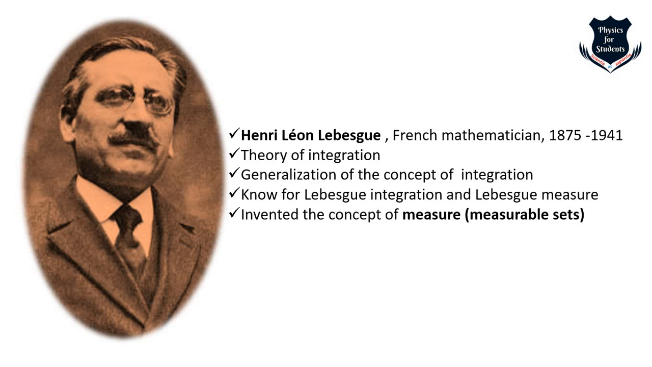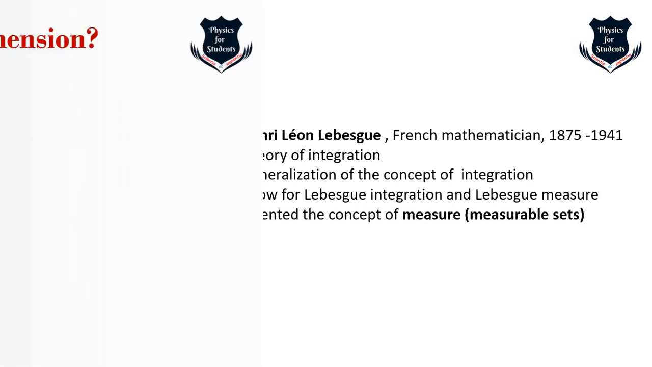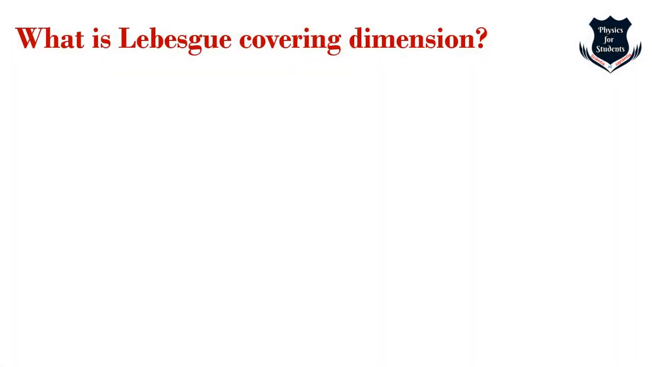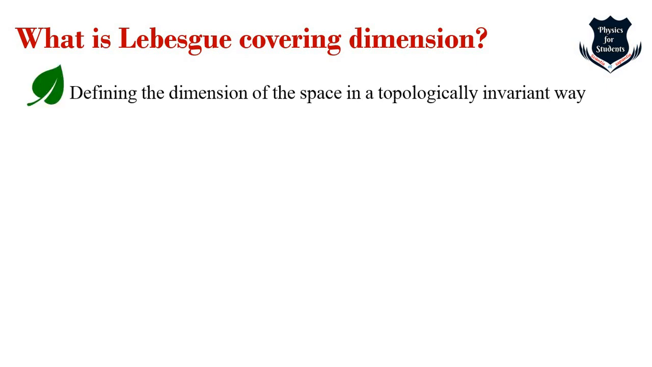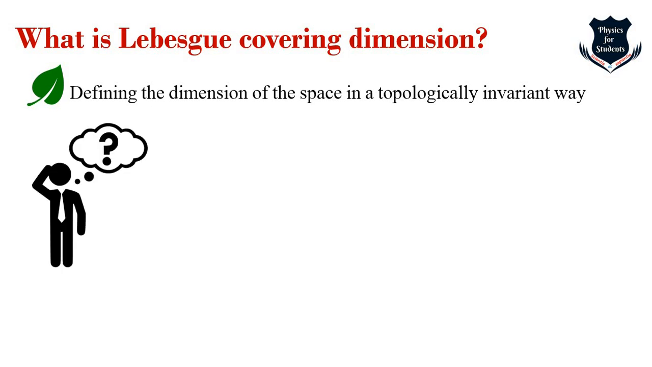What we are particularly interested in is what is called the Lebesgue covering dimension. I have just noted the major achievements of Henri Léon Lebesgue. So let us understand what the Lebesgue covering dimension actually is. If we want a very technical definition, the Lebesgue covering dimension of a topological space is one of several ways of defining the dimension of a topological space in an invariant way. Now let us go to the roots and understand what it actually means.